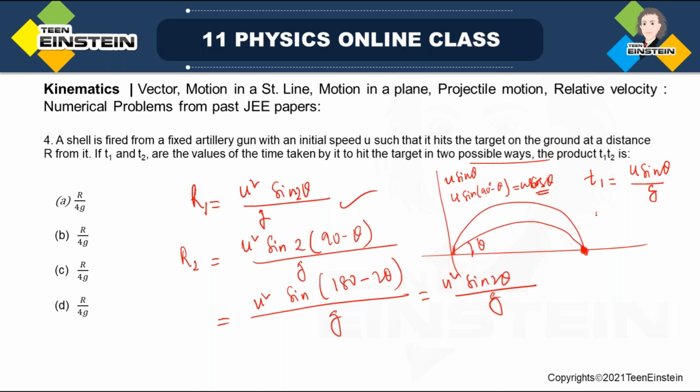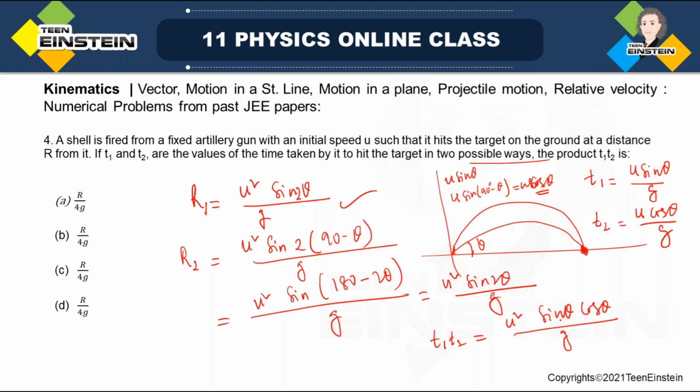And t2 similarly will be u cos of theta by g. Okay, so these are the things. Now we have to find out the product t1 t2. So the product t1 t2 is equal to u square sine theta cos theta divided by g.